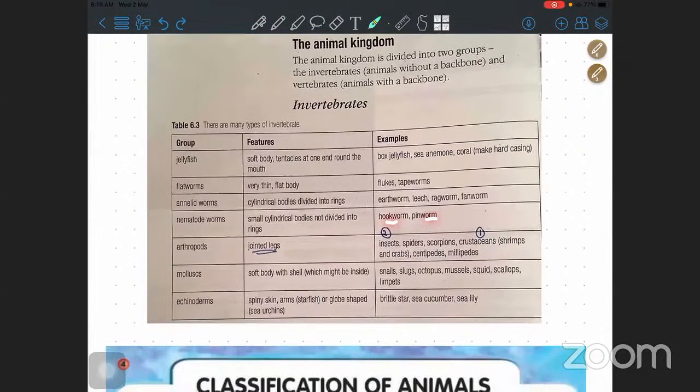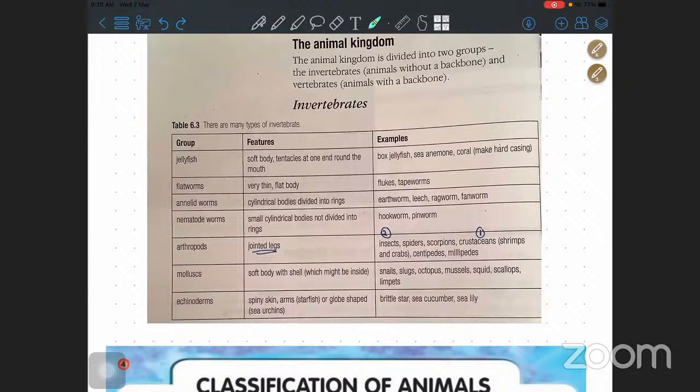We have the arthropods, which are the jointed-legged ones. This is the group that we usually know, which is the insect, spider, scorpion, crustacean, which is the shrimp and crabs, centipedes and millipedes. We have mollusks as well. Mollusks have a soft body with a shell. Sometimes the shell is inside, okay? Such as snail, slug, octopus, mussels, squid, scallop, and limpets.